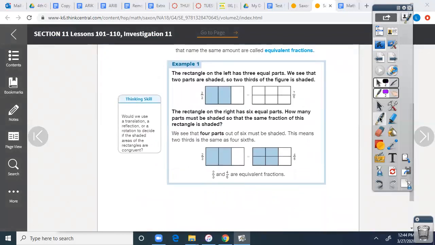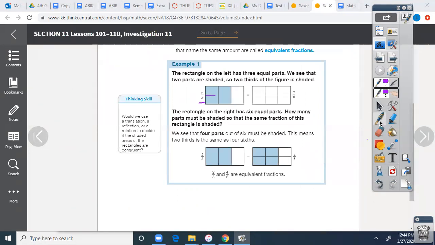The rectangle on the left has 3 equal parts. We see that 2 parts are shaded, so 2/3 of the figure is shaded. So that should be nothing new. You should be able to look at this rectangle and you know that 2/3 is shaded, right? So now on the right, if we broke it into 6 pieces, then how many pieces would be shaded?